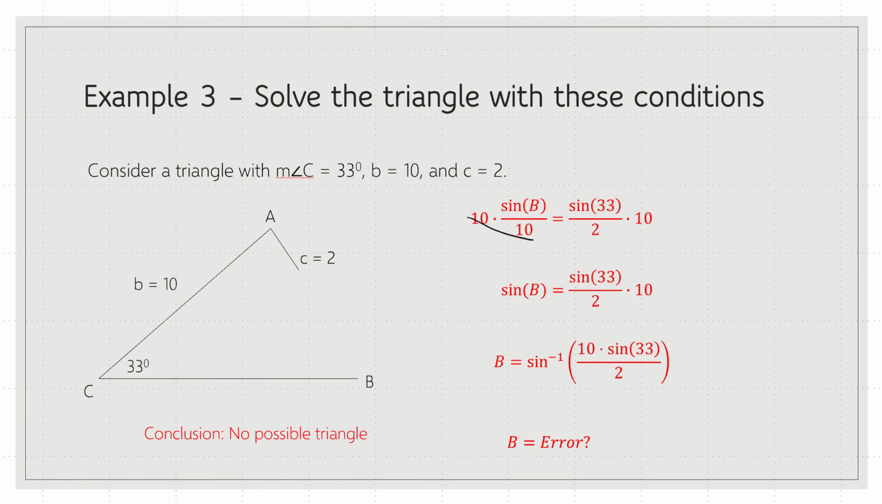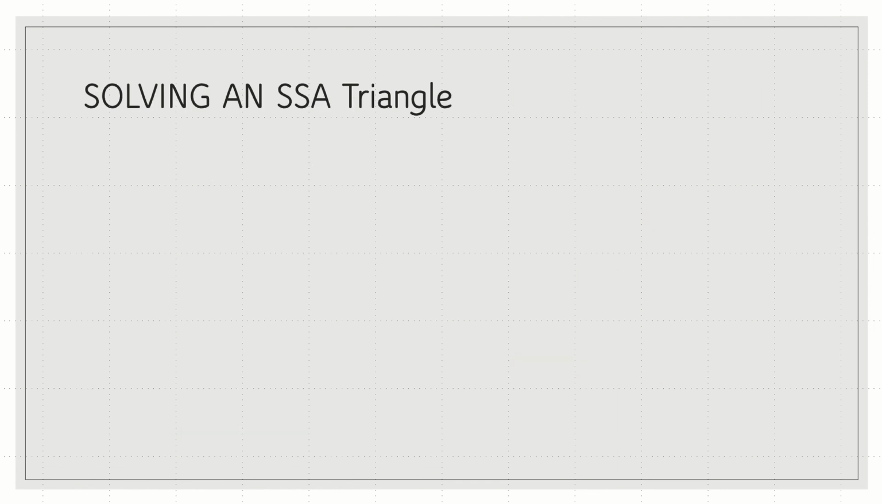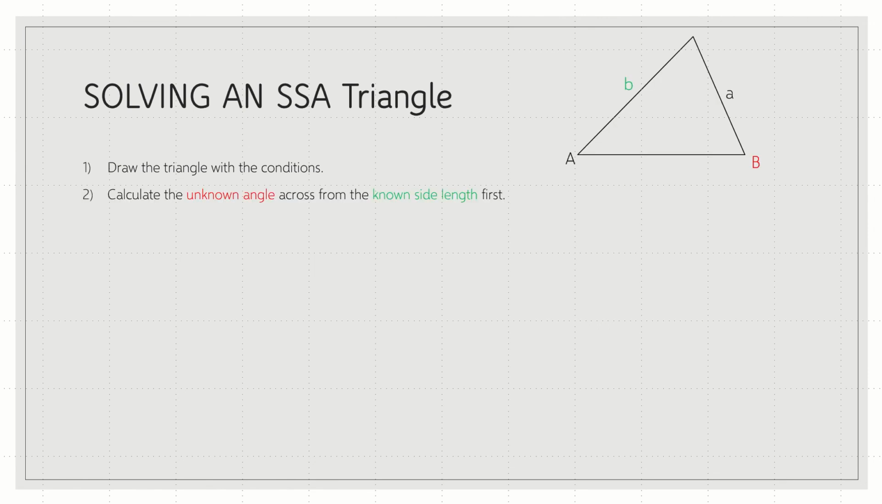Okay, so what I want to do is summarize everything for you here for solving a side-side-angle triangle. The first thing that you want to do is just draw the triangle with those conditions, just like right here, angle side-side. Then you want to calculate the unknown angle across from the known side length first, okay? So calculate this angle B here first. If you get an error while trying to calculate this angle, that means that there's no possible triangle, just like in the case for example 3.